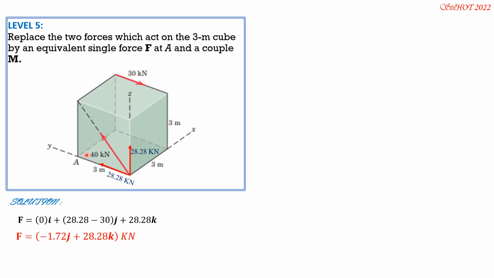Again, your right thumb would be there. Curling of your four fingers would be this. So that's why 30 times 3 minus 28.28 times 3. MAX is 30 times 3 minus 28.28 times 3. By scalar approach, MAX is 5.16 kilonewton meter.